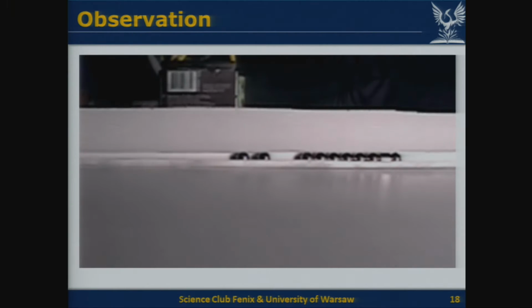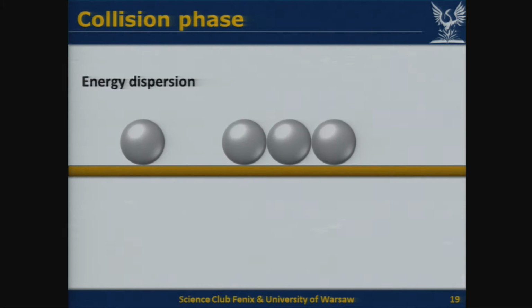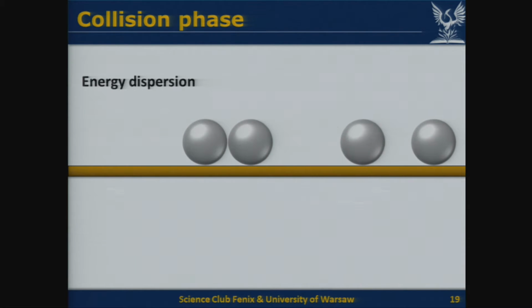However, it turns out that if there are many balls after the magnet, this situation looks much, much different. More than one ball is separated from the system. Therefore, the simplified theory is not enough to describe what happens in the system. There's energy dispersion in the system. All the collisions happen at once, and therefore more balls can be ejected at the very end.